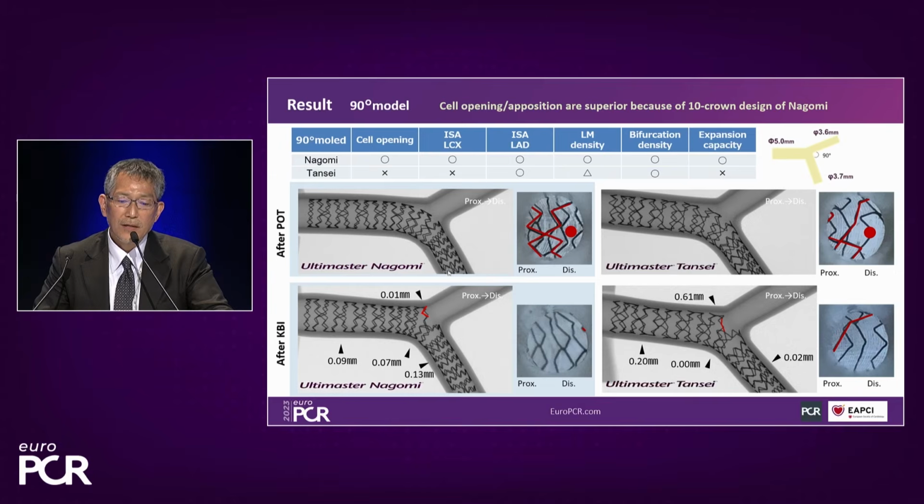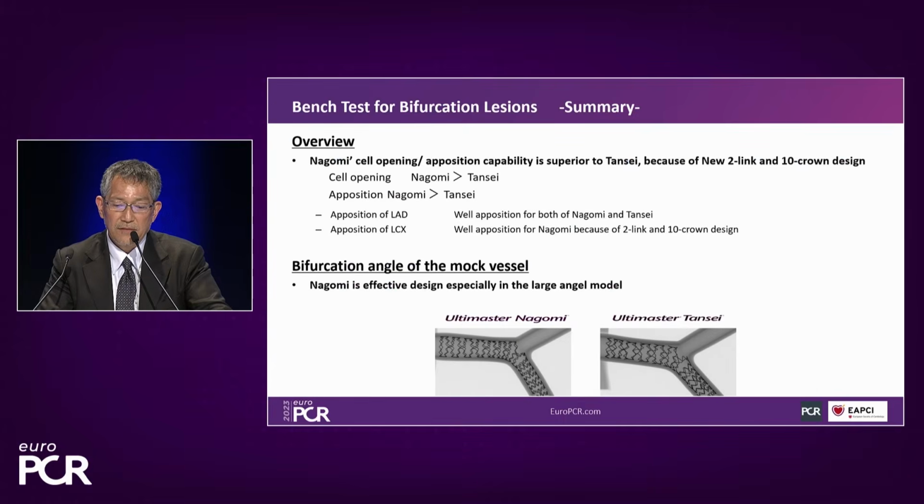In a wider model, with a bifurcation angle of 90 degrees, the result is also the same. The Ultimaster Nagomi completely fits this region, even at this wider angle. But unfortunately, the Ultimaster Tansei has a little incomplete apposition and an overexpanded part. So we can see the limitation around this model.